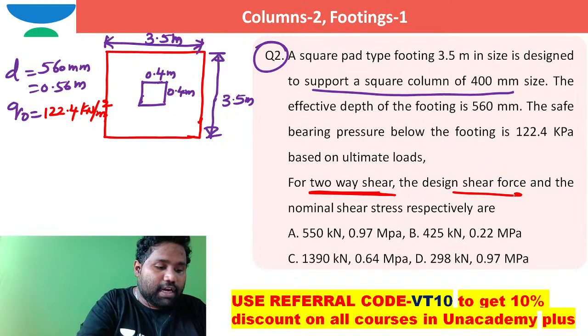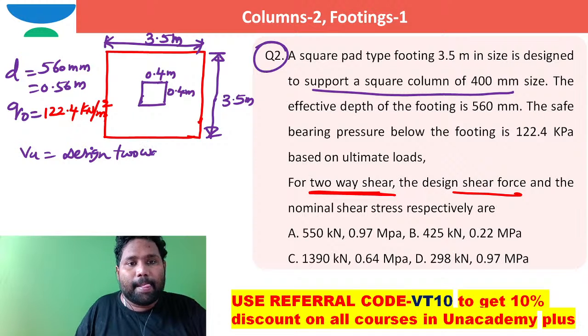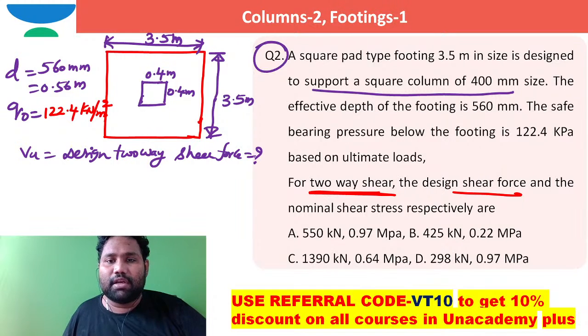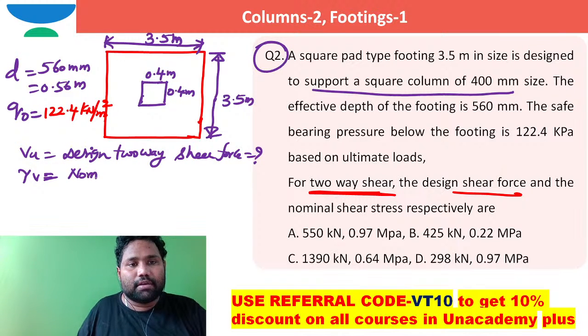If Vu is the design shear force for two-way shear, that is the question. And for nominal shearing stress, they are expecting tau v, the nominal two-way shear stress.